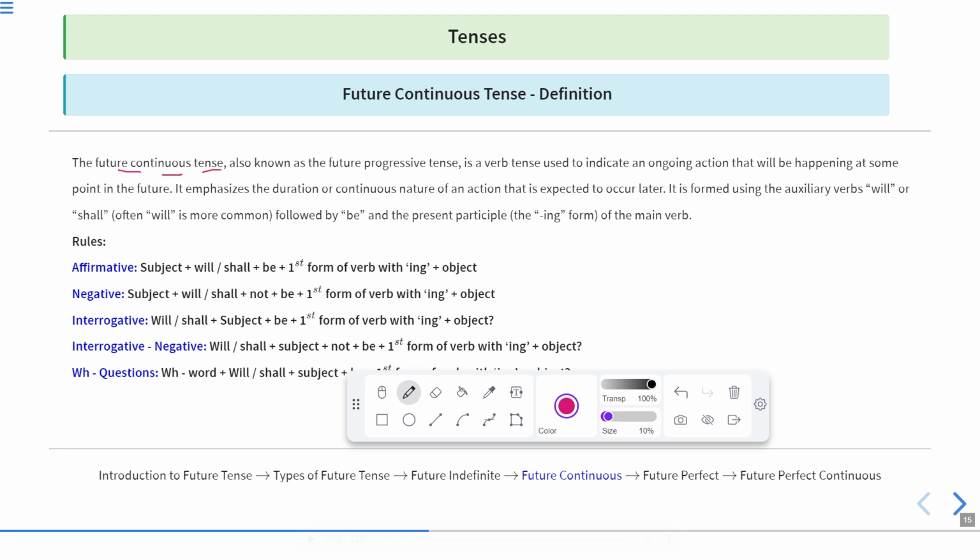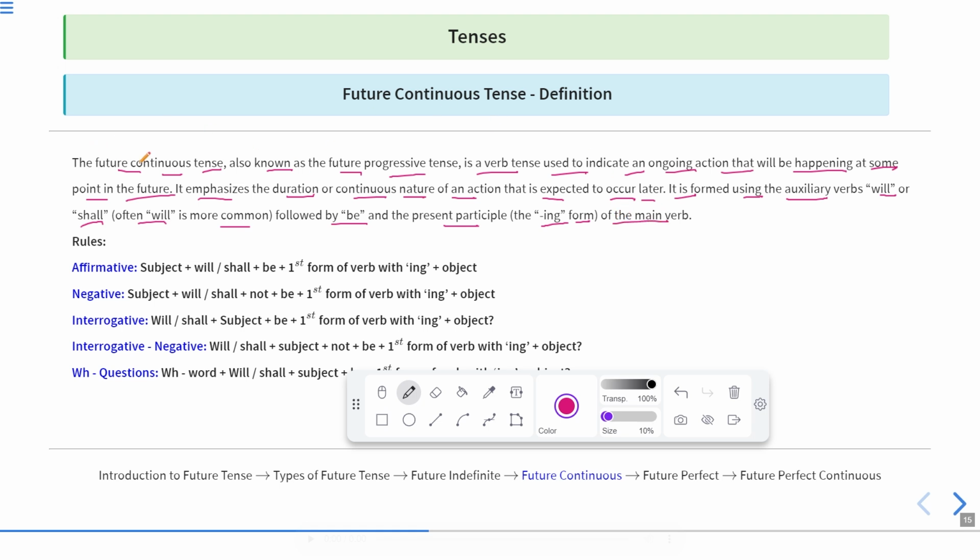The future continuous tense, also known as future progressive tense, is a verb tense used to indicate an ongoing action that will be happening at some point in the future. It emphasizes the duration or continuous nature of an action that is expected to occur later on. It is formed using the auxiliary verbs will or shall, often will is more common, followed by be, and the present participle, that is the ing form of the main verb.